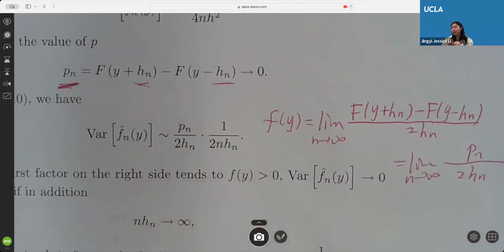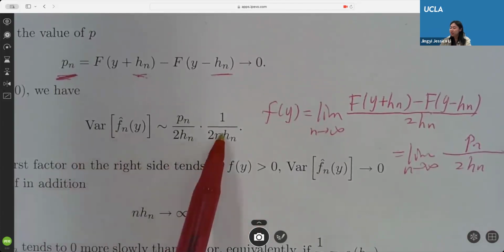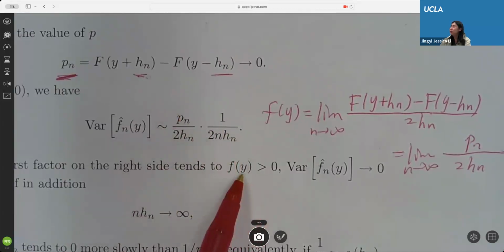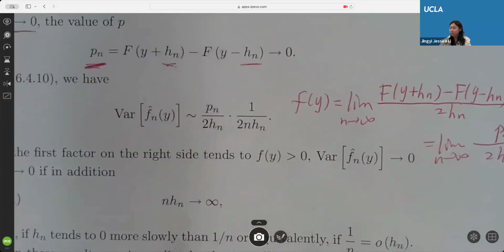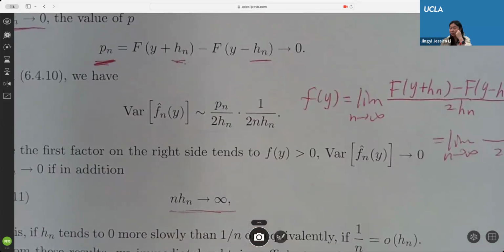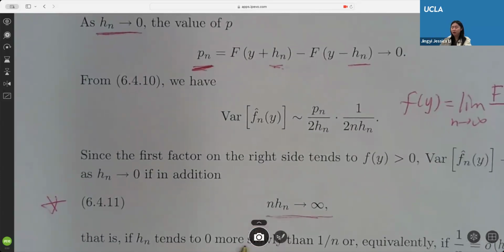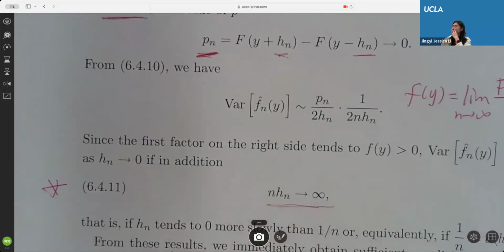Remember the condition for estimating. If it's not positive, you won't even have any sample there to allow you to do the estimation. Okay, if you want the variance to go down to 0, you just need the second term to go down to 0, because the first term is converging to Fy. That is equivalent to having the denominator in the second term go to infinity. So that's the second condition. We have two conditions. One is hn goes down to 0. Second, n times hn goes to infinity.